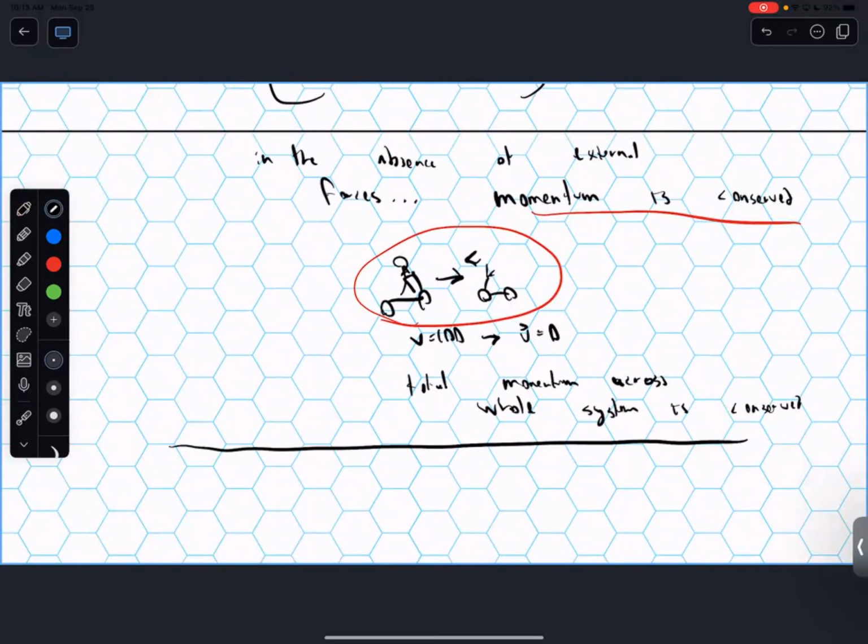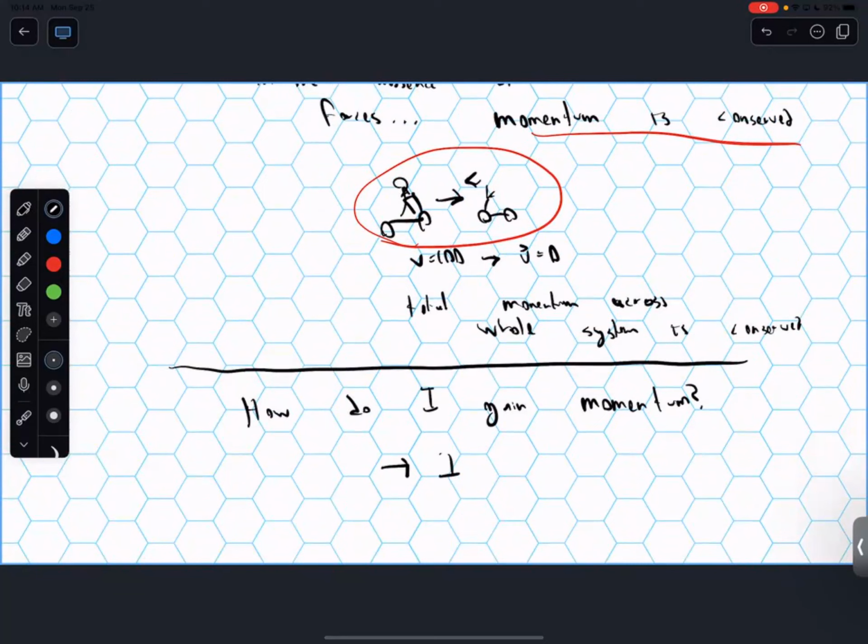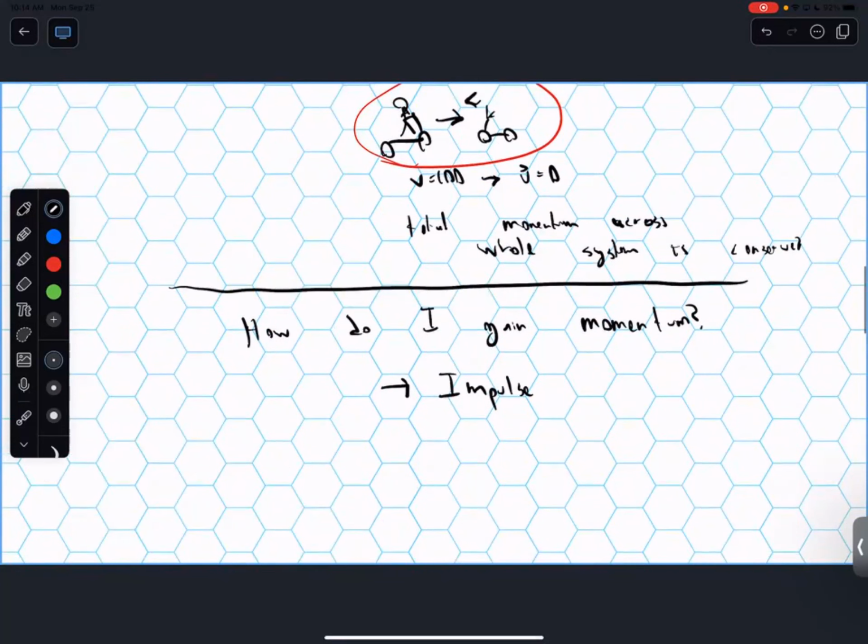So without forces, momentum is conserved. But in order to get momentum in the first place, you do need a force to gain it. So first we'll talk about how do I gain momentum? And the answer to that is that we're going to define a quantity called the impulse, which is going to basically be a measure of the change in momentum over time. Okay, so the impulse equals just a change in momentum. It's just a rebranding of the same formula.